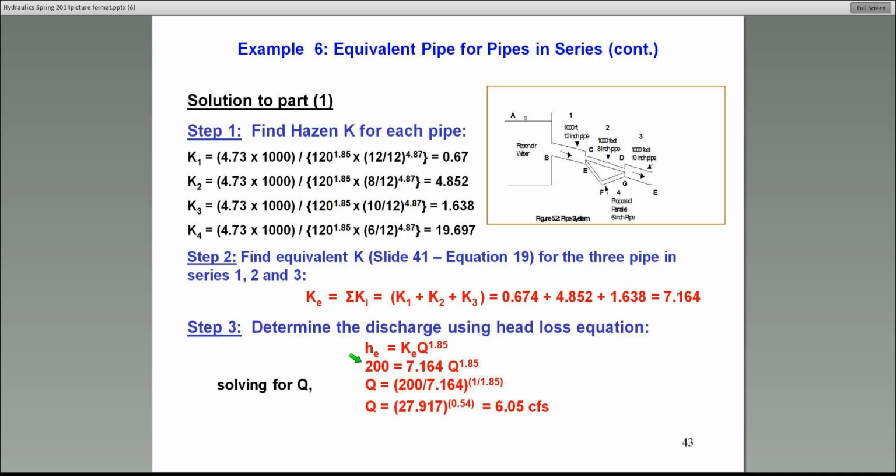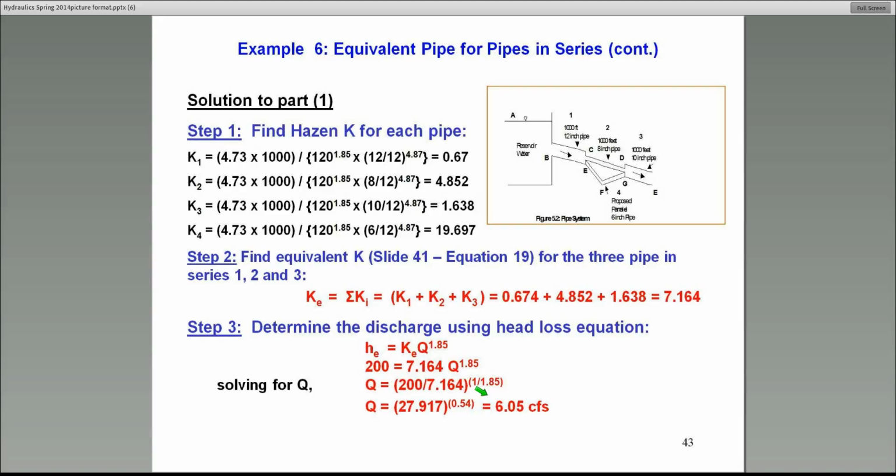And then therefore, in order to solve for the flow, we simply use this equation. The head loss is equal to KE Q to the power 1.85, which is the equation that I showed you earlier for friction loss. And therefore, invert that equation to solve for Q. In this case, it comes out to be 6.05 CFS. So it's so easy to calculate the flow rate given that head loss of 200 feet.